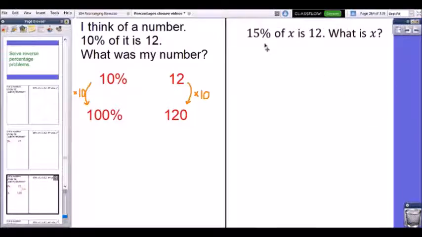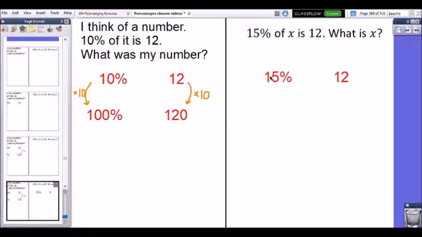Okay, so 15% of x is 12. So what is x? Don't be scared off by this x, this algebra. It's literally the same thing. It's basically saying 15% of some number is 12. What was that original number? Just because it's written in algebra, it's basically an "I think of a number" problem. We're told that 15% of this number is 12, and we want to find the original number.